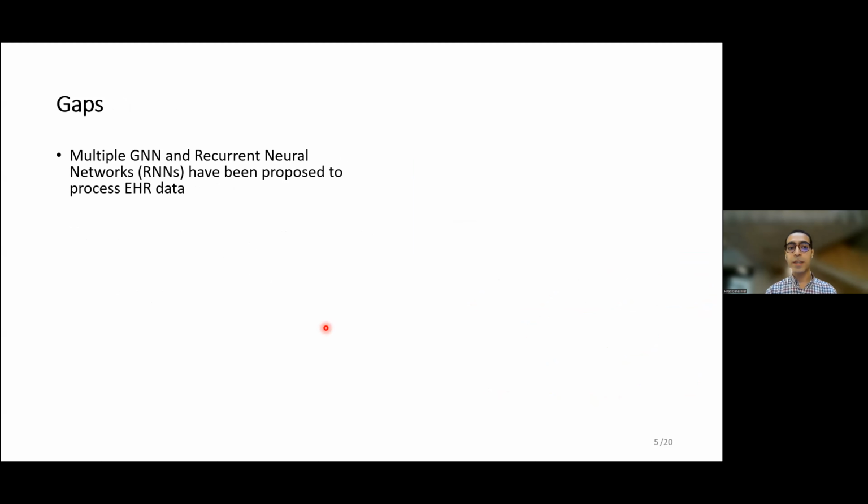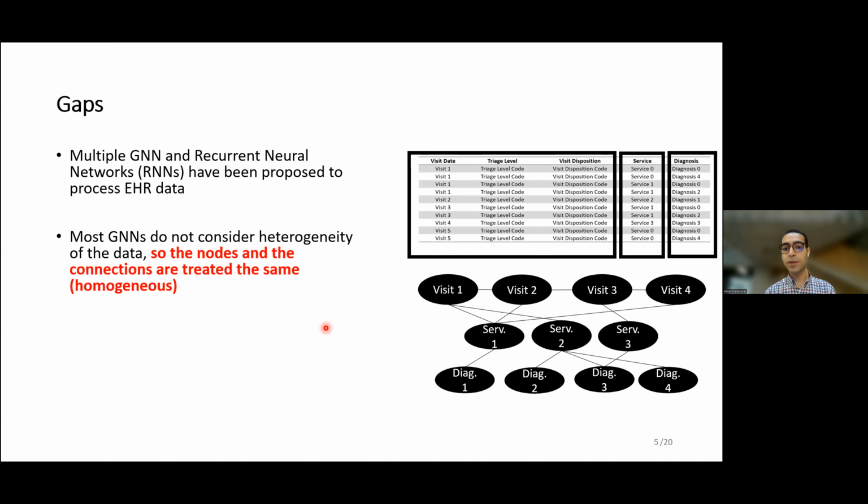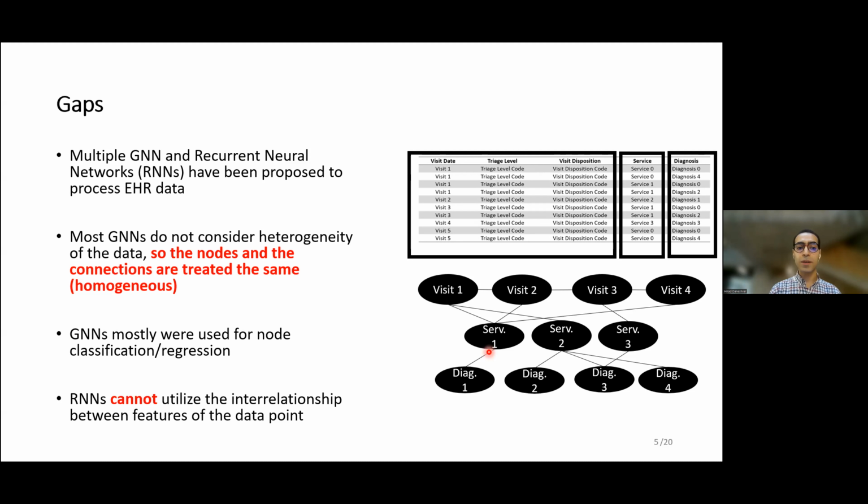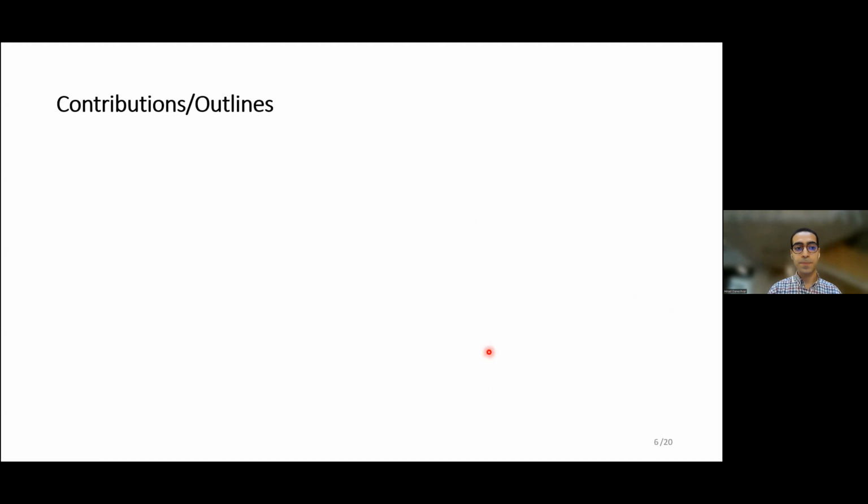Multiple GNN and recurrent neural networks have been proposed to process EHR data. However, most GNNs do not consider heterogeneity of the data. So the nodes and the connections are treated the same, so they're homogeneous. As you can see on the right, compared to our previous slides, they're all in one color, meaning that they're all treated the same, no difference. The ones that consider heterogeneity mostly are used for node classification and node regression, not graph classification. And RNNs naturally cannot utilize the interrelationship between features of the data point.